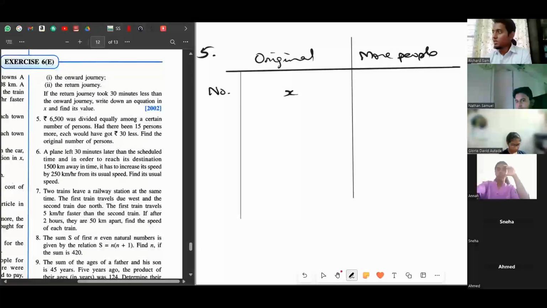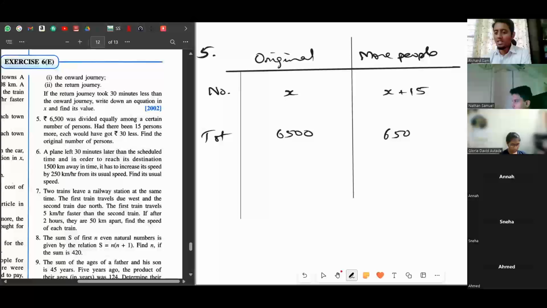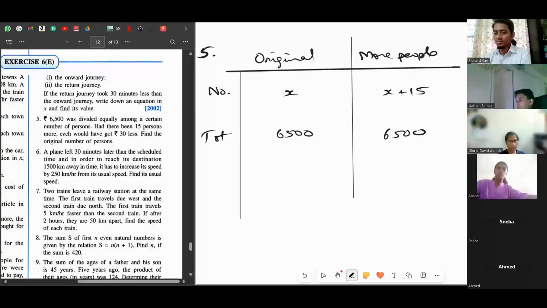Now, more people is how much? 15. X plus 15. Had there been 15 persons more, so 15 people more than how much there was originally? X plus 15. What is the total amount? 6,500. Whether there are x people or x plus 15 people, the total amount that we have is 6,500.